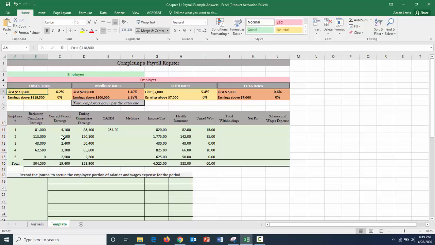So the entire $7,100 of their earnings is not subject to OASD taxation. Only the amount that gets to $118,500. Well, if they started with $113,000 and they only get taxed on the first $118,500, that means the difference between these two numbers, $5,500, is all they're going to have to pay OASD tax on. So the amount of OASD tax is $5,500 times that 6.2%, which is $341.